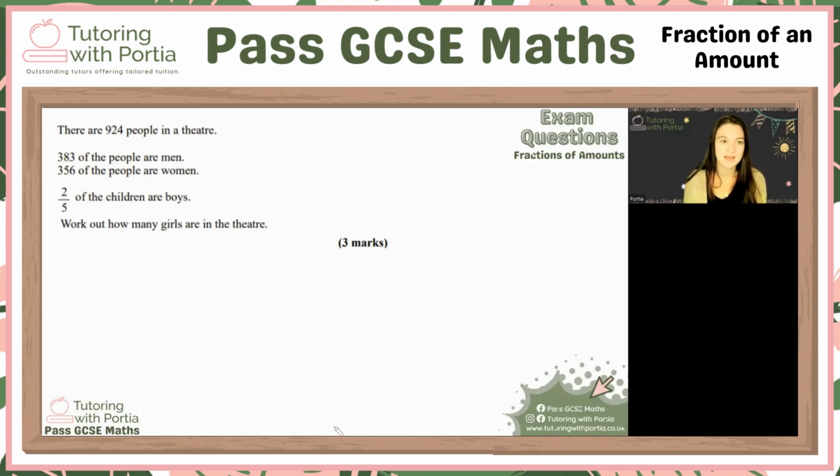So this is about a grade 4 question taken from one of the GCSE past papers. And this might be a question that appears in the foundation paper, but also could cross over into the higher paper as well. So it could be found in either of those.